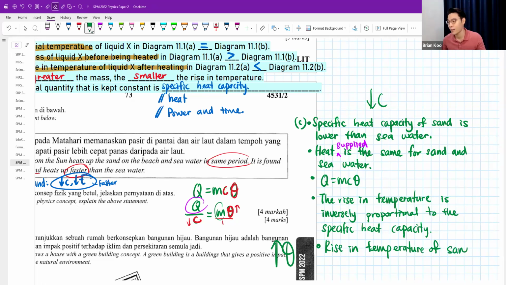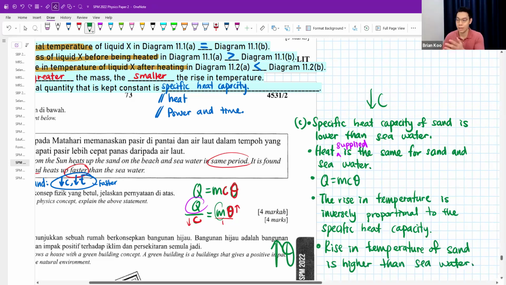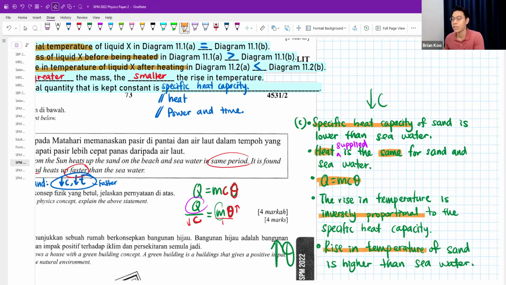Okay, so I say at last, the rise in temperature of sand is higher than seawater. That's why the sand heats up faster. Keywords: specific heat capacity. Heat is the same. Q equals mc theta. Talk about their relationship, and then say rise in temperature is higher.